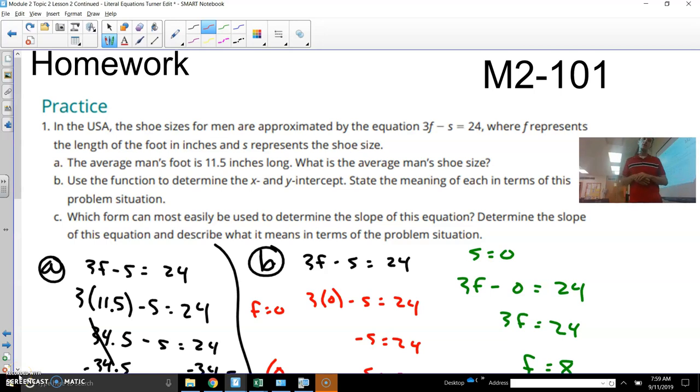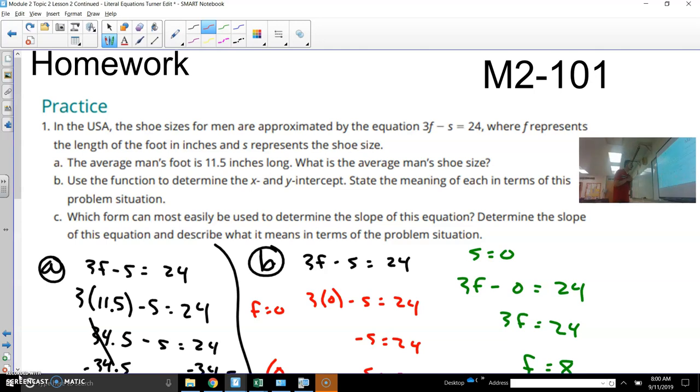Algebra 1, this is all about literal equations. We're right in the middle of Module 2. I think this is topic 1, lesson 3. Sorry about that. We're going to run through some different scenarios where basically we're manipulating equations, trying to solve for different variables in an equation. So let's jump into it.